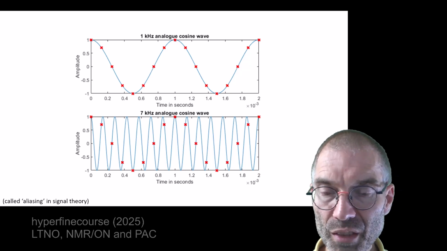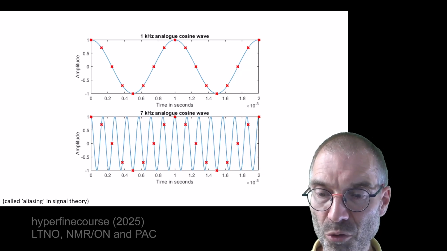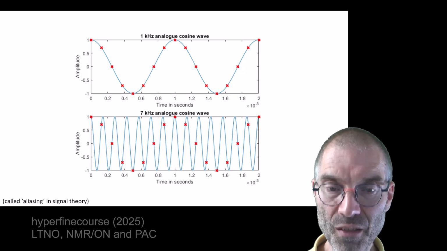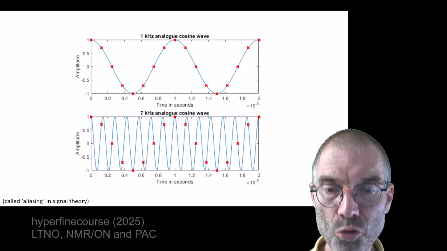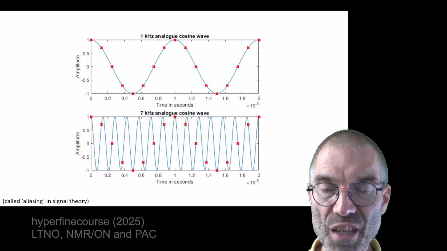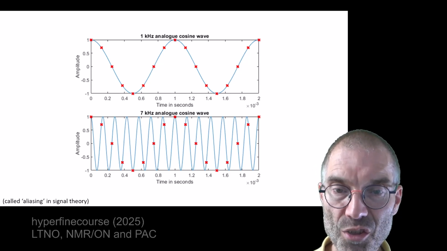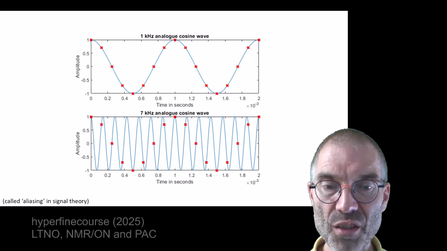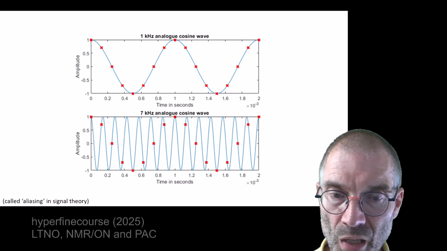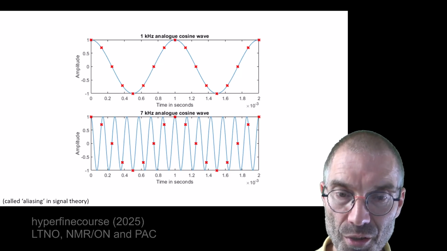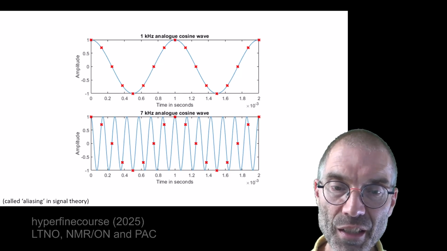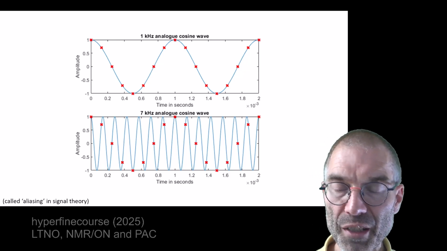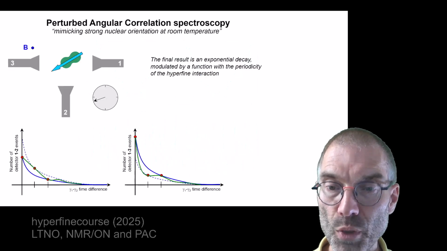In signal theory, you may have heard this before. This is aliasing, a non-physical low frequency signal that appears due to a mismatch in sampling. So that limits the possibility of detecting very, very high hyperfine interactions with PAC.